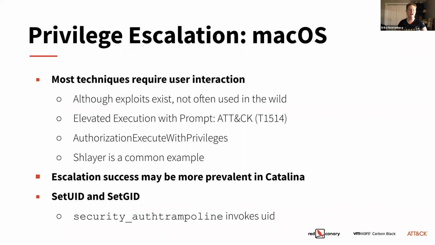The other one that I've just talked about very briefly is setuid and setgid. Cathy is actually going to talk a little bit more about these because it is on the Linux side as well. But with the example of Shlayer in particular, this AuthorizationExecuteWithPrivileges will actually end up invoking the system tool security_authtrampoline, which in the background ends up invoking UID, which is really just a wrapper script for setuid. So that's just one example of this common technique that's between macOS and Linux.